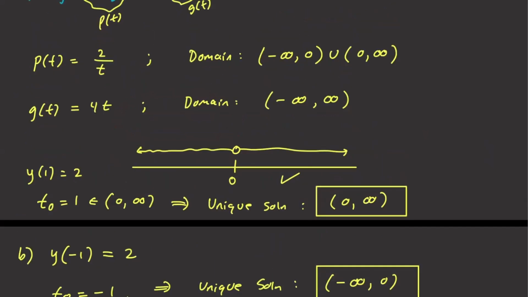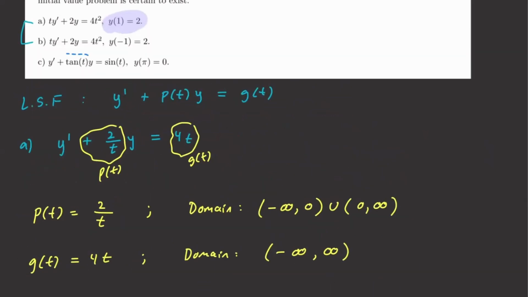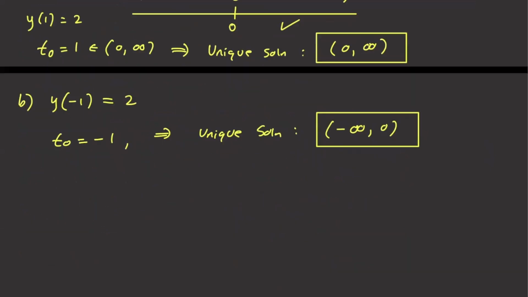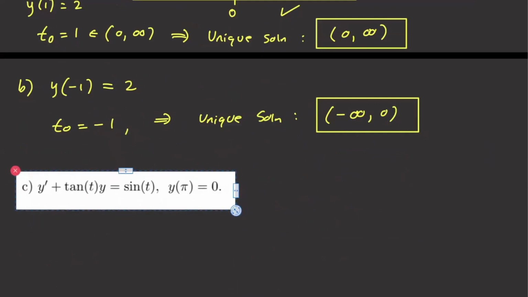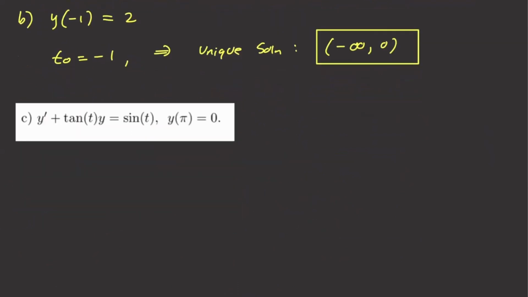Now let's take a look at the last part of this problem. For part C, we have a different linear first-order differential equation, and we want to know where the solution exists, and we also know it's going to be unique. We'll figure that out after we finish computing the domains. It's already written in linear standard form, so that's checked. This function right here we're calling p of t, and this function right here we're going to call g of t.